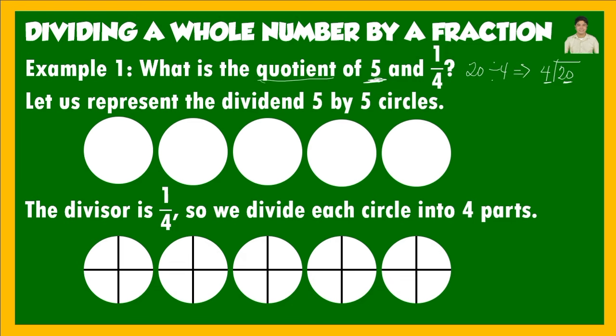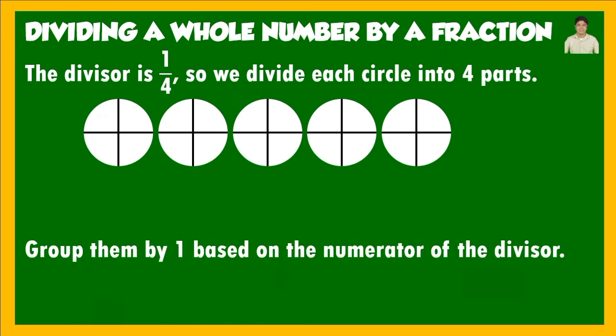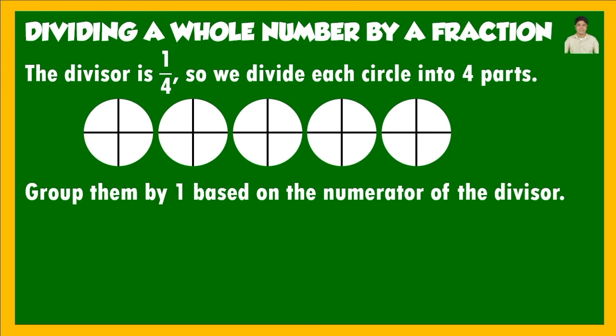As you can see, yung isang circle, ito, yung first circle natin, hinati po natin yan into 4 equal parts. Equal po dapat ang ating pagkakahati. Kung paano natin hinati yung first circle, ganun din po sa second, third, fourth, and fifth circle. So next, after nating i-divide yung 5 circles into 4 equal parts each, group them by 1 based on the numerator of the divisor.